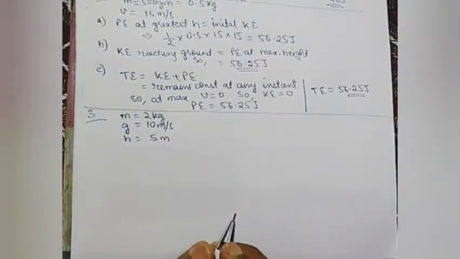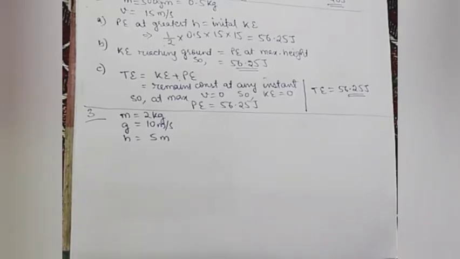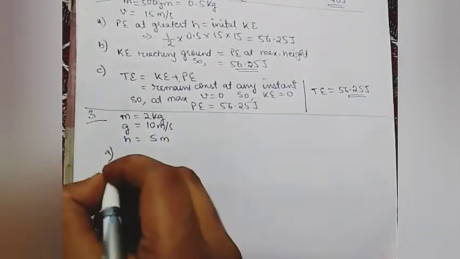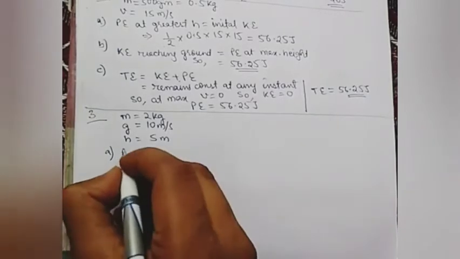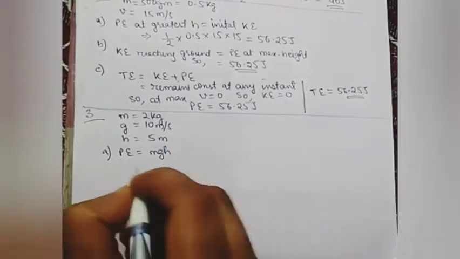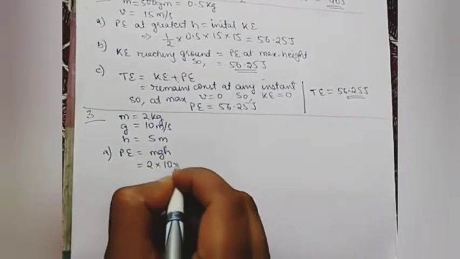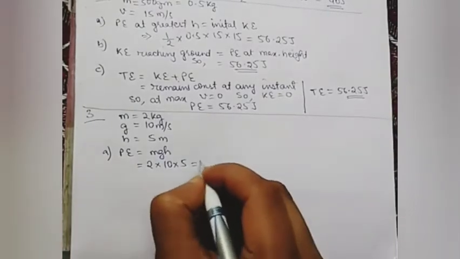Calculate the potential energy possessed by the ball when initially at rest. What is the kinetic energy of the ball just before it hits the ground? And what happens to the mechanical energy after the ball hits the ground? So A, the potential energy of the ball. Potential energy is equal to mgh, that is 2 into 10 into 5, that is equal to 100 joule.